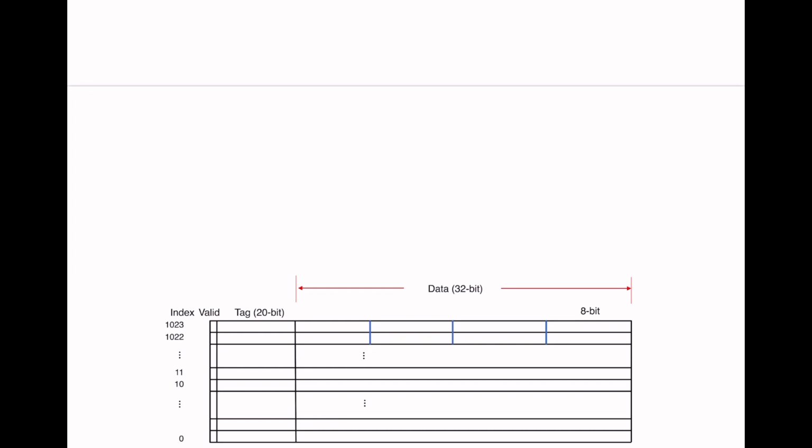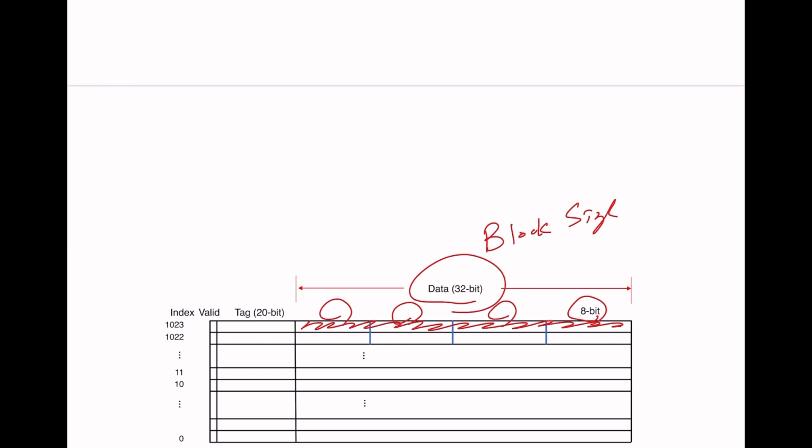So total data bits is 32 bits. This is the block size because we need to read as a block, and it is byte addressing. Therefore, we have to have 2 bits to distinguish which byte we are talking about. And then the tag is 20 bits, and then the valid bit is 1. So 1 plus tag 20 plus each block is 32 bits. So 32 plus 20 plus 1, that is 53. And index or the set is total 1024, which is 2 to the 10. So that is the size.